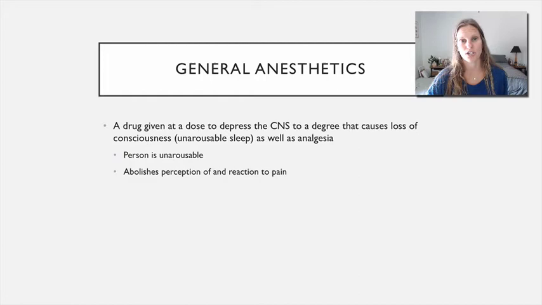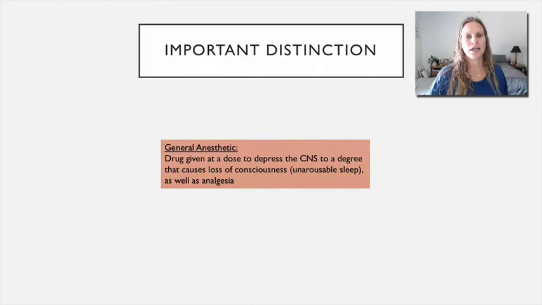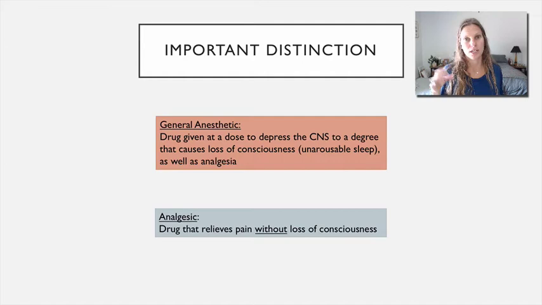General anesthetics are drugs that depress the central nervous system to such a degree that it causes a loss of consciousness. And unconscious is also defined as unarousable sleep. In addition to being unconscious, they also are not going to be able to perceive pain. The word for drugs that diminish the sensation of pain is analgesics. So an anesthetic causes both a loss of consciousness and analgesia. And the reason they cause analgesia is because you can't perceive pain if you're unconscious. So really, they're just causing a loss of consciousness. Okay, so these people are unarousable. They're not dead, but they're unarousable, which means it's not going to be easy to get them to wake up. This is an important distinction. So in this video, we're talking about anesthetics, which are going to cause a loss of consciousness.